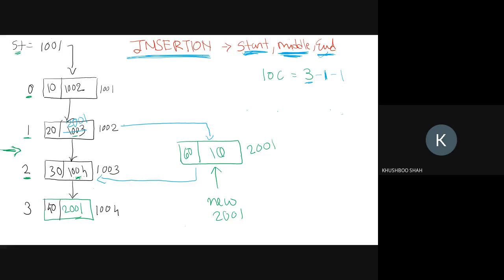Okay, so I got this link. Now I want this node to link to this. What should I do? Here what do I need? 1003. Okay, so I got the link, and the moment you assign 2001, you delete the old link. So I have inserted the node in between at the desired location.